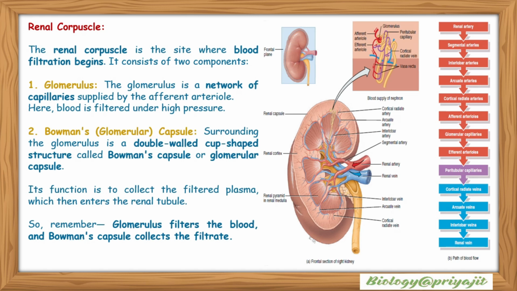First of all the renal artery, then segmental arteries, then interlobar arteries, arcuate arteries, cortical radiate arteries, then afferent arterioles, which come into the glomerulus, then the glomerular capillaries form, then blood goes out as the efferent arteriole, then it forms the peritubular capillaries, then cortical radiate veins, then arcuate veins, then interlobar veins, and finally the renal vein. This is the path of blood flow within the nephron and kidney.